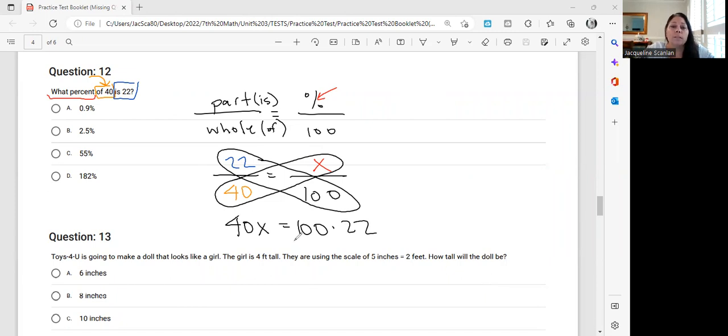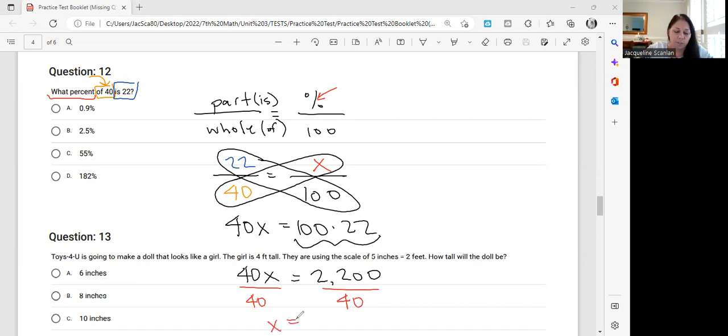So now I'm going to simplify this part. 22 times 100 is 2,200. And to solve this, I'm going to divide both sides by 40 to get x by itself. And 2,200 divided by 40 is 55.